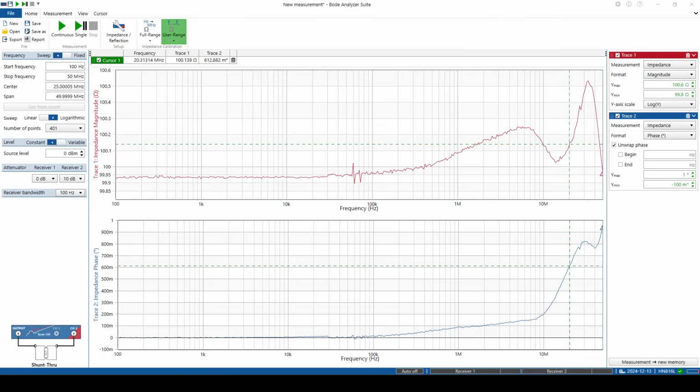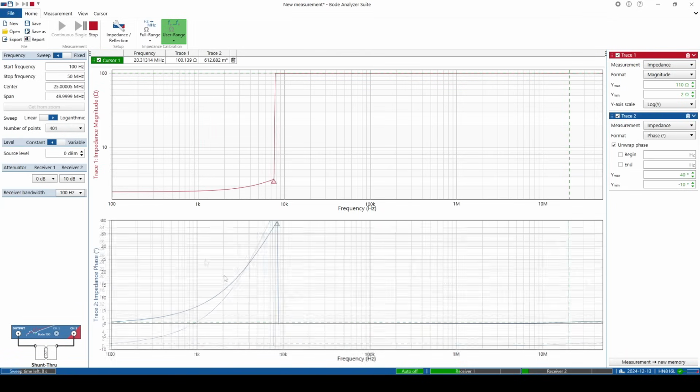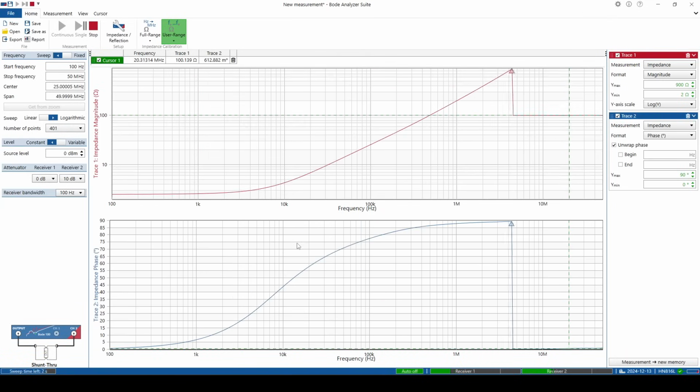Now we're in the Bode Analyzer suite. I've hooked up my Bode 100 vector network analyzer to my 2-port shunt test board. I've performed all of the calibrations, and now we're ready to perform an impedance versus frequency measurement of our Murata 47 microhenry 0603 inductor. I'm doing a sweep from 100 Hz to 50 MHz. I've set up my attenuator, receiver bandwidth, and so on. So now let's click on a single measurement, and we can watch the impedance magnitude in the top graph and the phase versus frequency in the bottom graph. So let's see what this now looks like.